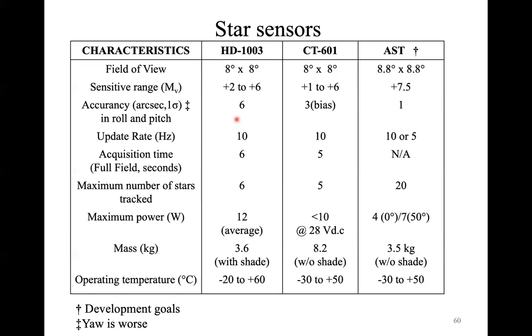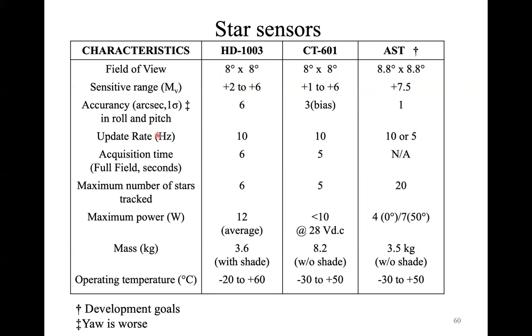Another important property of the instrument is the sensitive range of the magnitude. Be careful that uppercase M is the absolute magnitude, so it is a little bit different with respect to the apparent magnitude. Anyway, a larger number means that you're able to see fainter objects. So it means that you have this range of magnitude that you are able to see with those instruments.